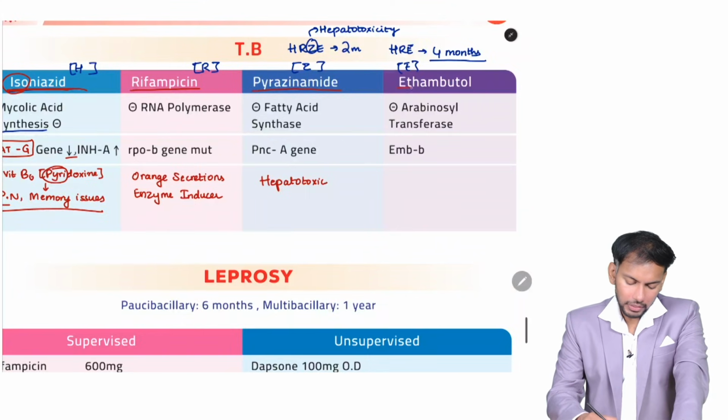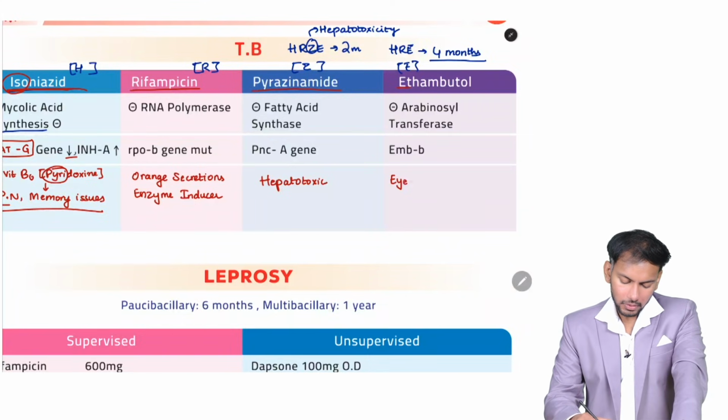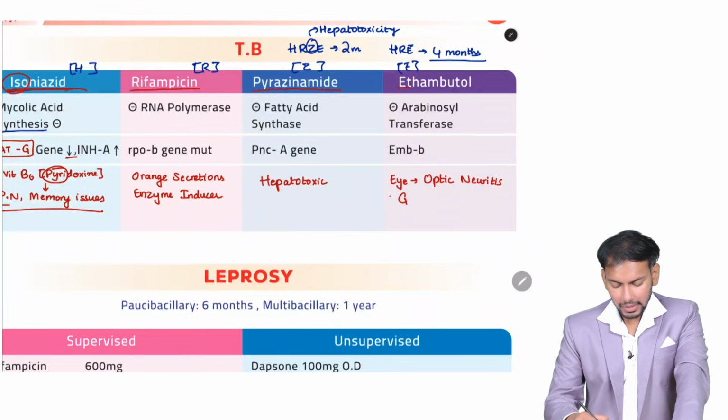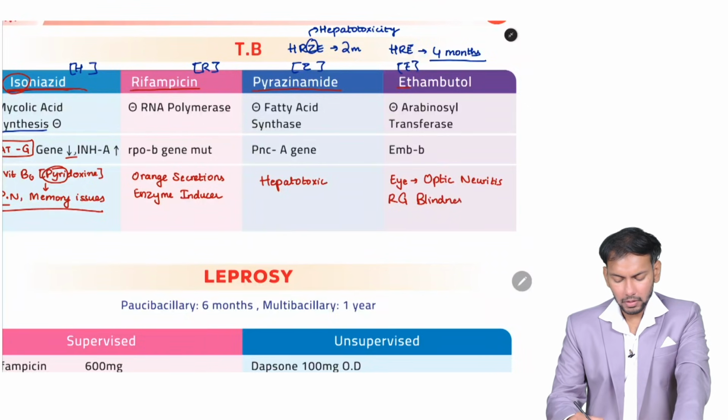Now, ethambutol, E for E, it will cause eye problems. That means it might cause optic neuritis. It will also cause color blindness. Which color blindness will it cause? It will cause red-green blindness. Red-green color blindness. That's all.